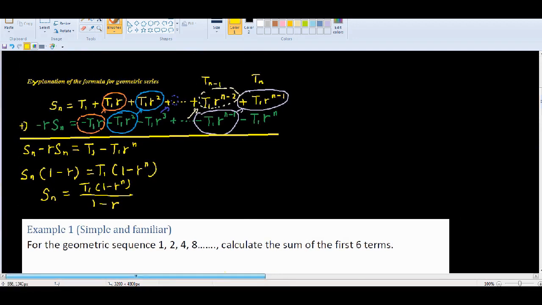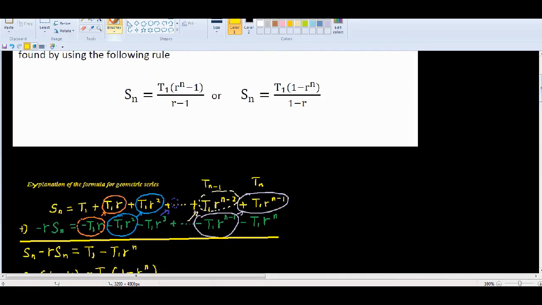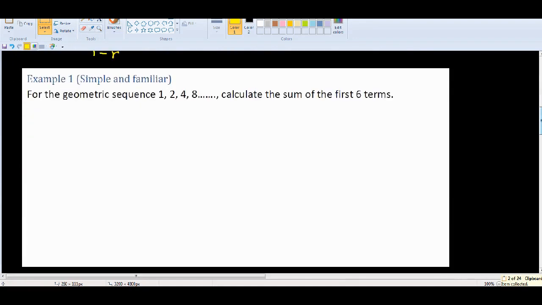If you are interested in this, you might spend some time on understanding this, but at least all of you need to know you can apply this formula now for a question. So we are going to do example 1. For geometric sequence 1, 2, 4, 8, calculate the sum of the first 6 terms.